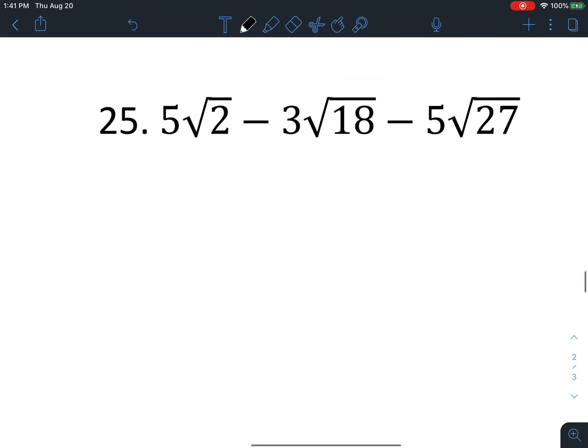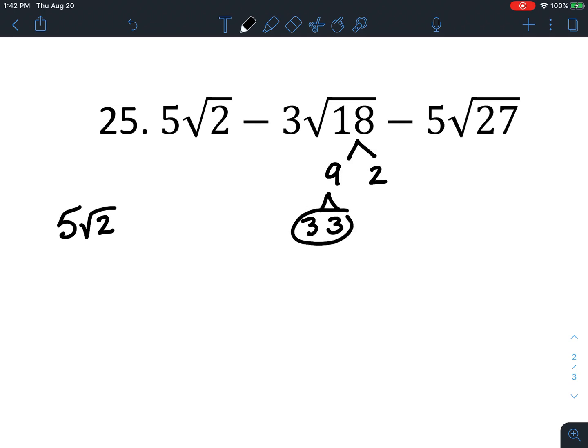25. Now this one is giving us 3 that we are going to have to break down. Square root of 2 is already done, so I'm just going to rewrite that here as 5 square root of 2. Now I'm going to break down 18 again. 9 and 2, 3 and 3. 3's go outside. 3 times negative 3 is going to give me a negative 6 square root, and your 2 stays in there.